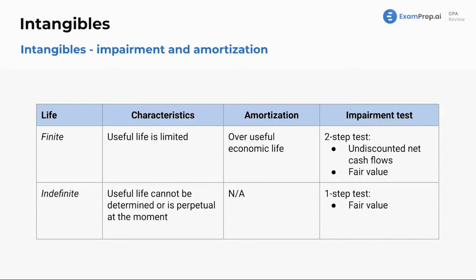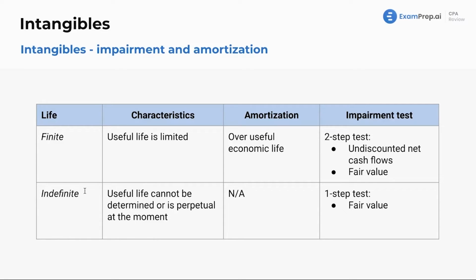All right, so here is a nice graphic. If the life of an intangible asset is finite, that means that the useful life is limited to, let's say, 10 years. How do you amortize it? Over the useful economic life. And then for the impairment test, you do a two-step test. First, it's the undiscounted net cash flows, and next is the fair value test.